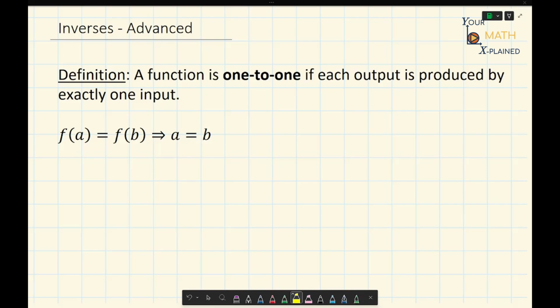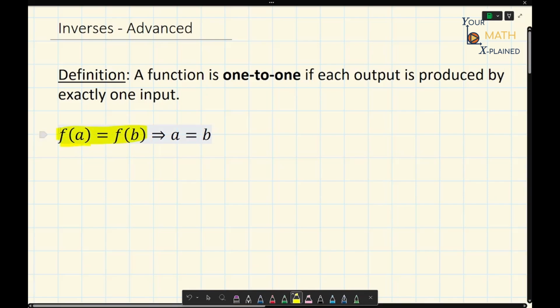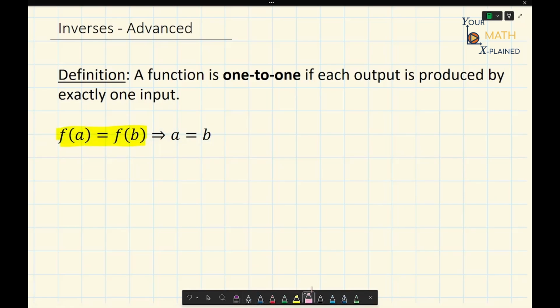We're going to start with the definition of a one-to-one function. A function is one-to-one if each output is produced by exactly one input. In mathematical notation, that means if we have f(a) = f(b), then we must have a = b. What this means is that if two outputs are equal, then the inputs that produce them must also be the same. Previously, we never actually used this definition, but what we did do was a horizontal line test.